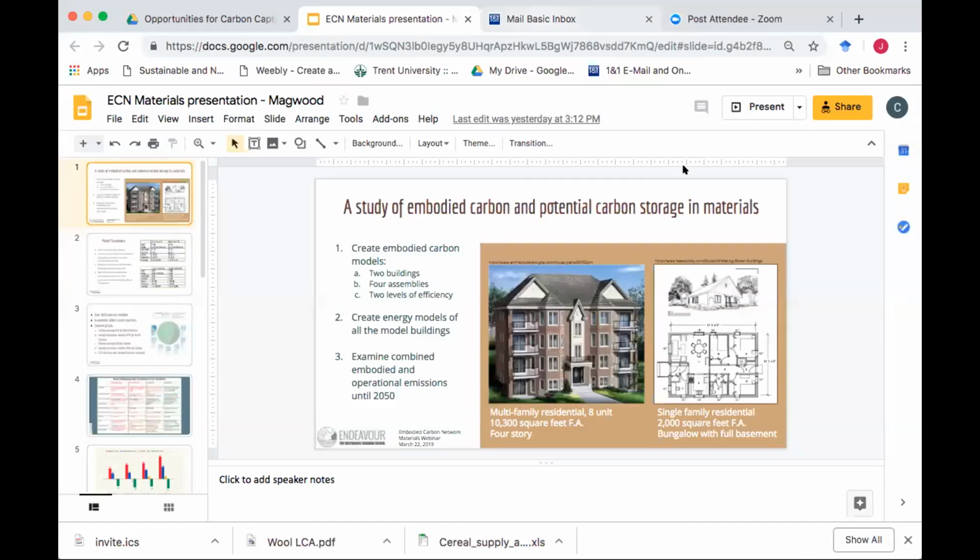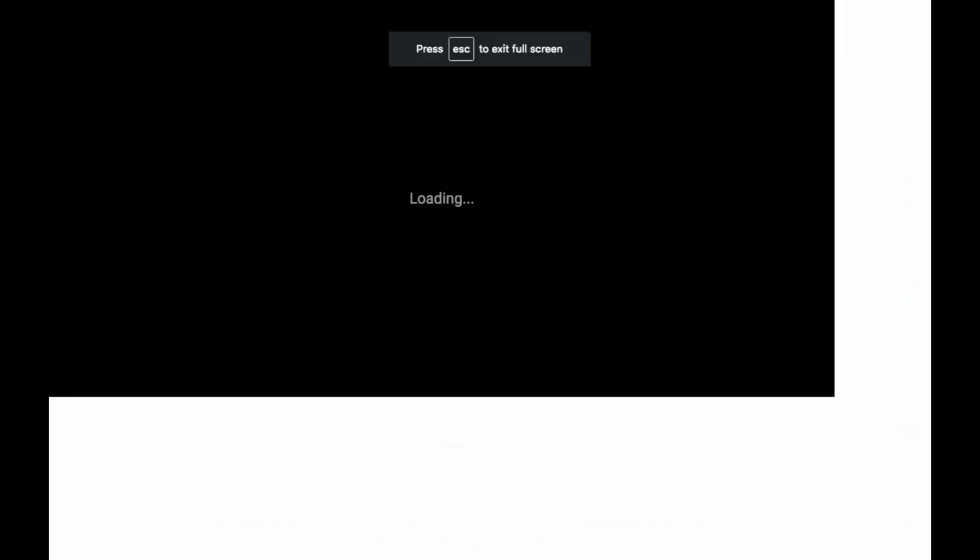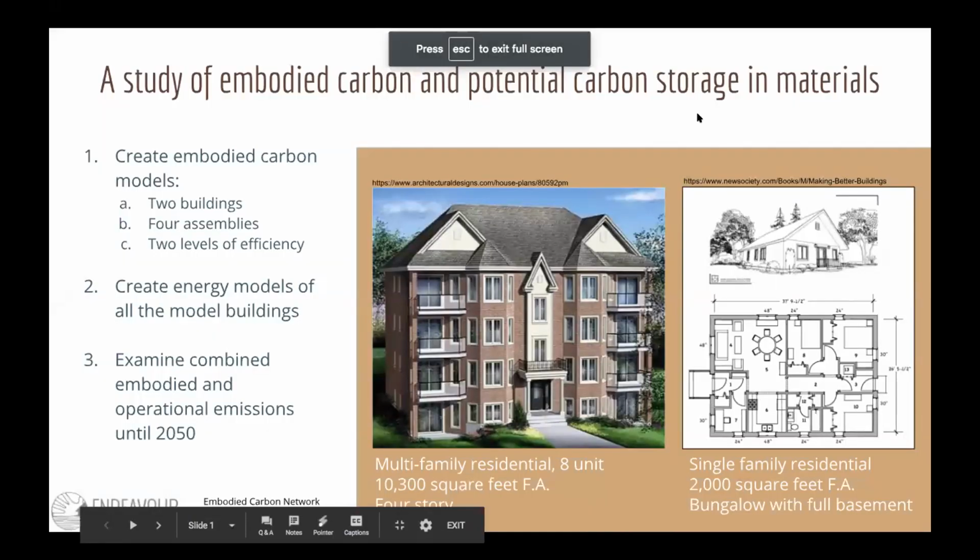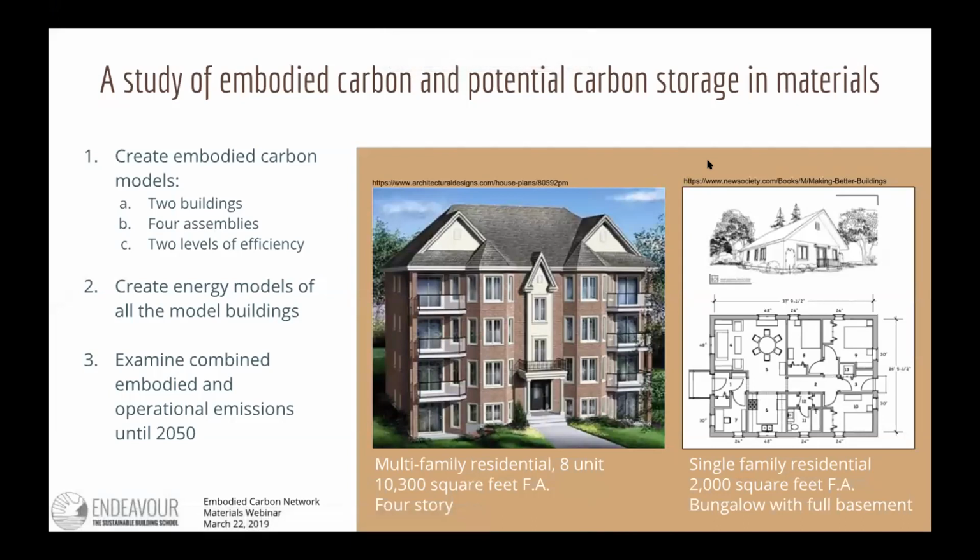That was great. And now we will transition to Chris Magwood, kind of moving from looking specifically at a material and taking maybe a larger focus on the building and seeing how insulation and other materials interact over the life cycle.